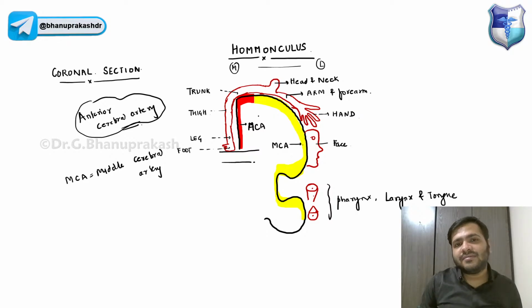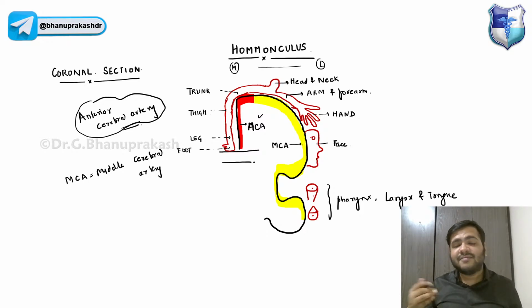Obviously, guys, if you can see, we have the lower limb: the thigh, the leg, and the foot, right? These are the lower limb. So if I say the right anterior cerebral artery has a stroke, the lower limb muscles on the left side will be paralyzed. If we are having a stroke in the anterior cerebral artery, obviously the opposite side will be paralyzed, guys, right?